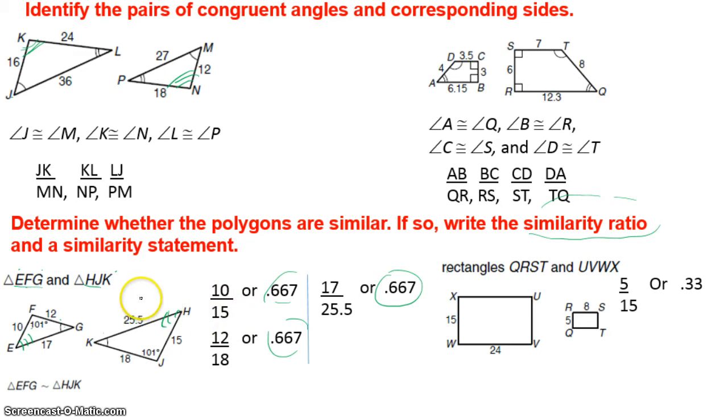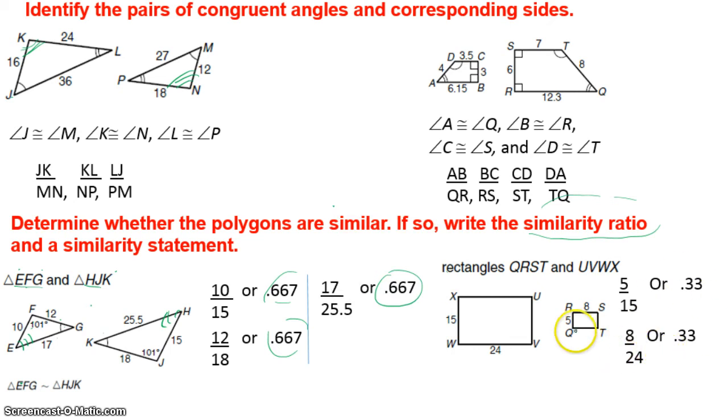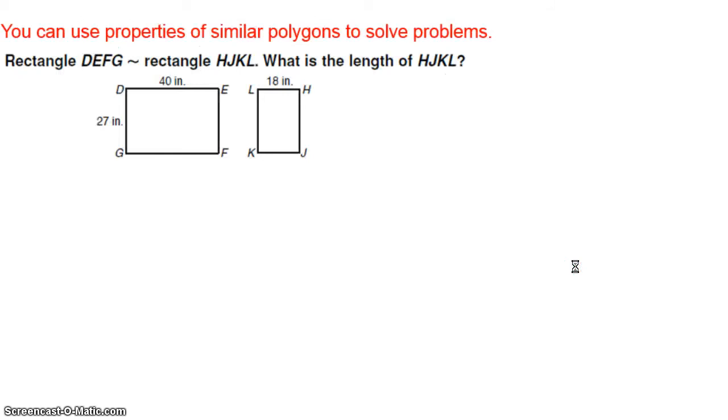Since they were rectangles, all the angles were congruent to each other. They were all right angles, so you didn't have to worry too much about that. So setting up your length to your width, we had 5 to 15, and we had 8 to 24. They both simplified down to 0.33, so you ended up with a similarity. And you could write your rectangles being similar, so you could just rewrite, and instead of 'and', you could put in your similarity statement.